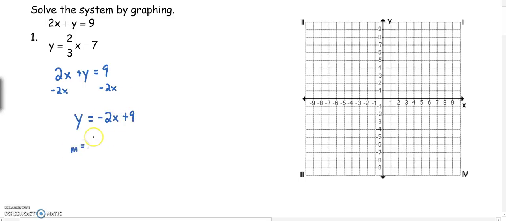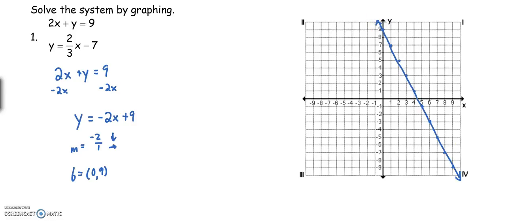So in this case, my slope is negative 2 over 1. My b value is 0, 9. So I'm going to start my graph on the y-axis at 0, 9. I'm going to use my slope down 2, right 1. And I'm going to use that to fill across the entire grid so that I get a nice line to help me find my intersection point. Once I have all my points, I'm going to connect them to draw my line.